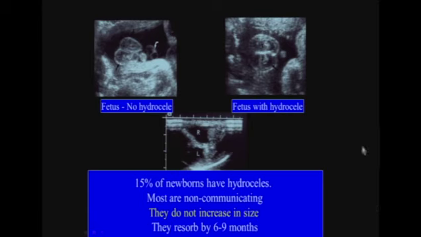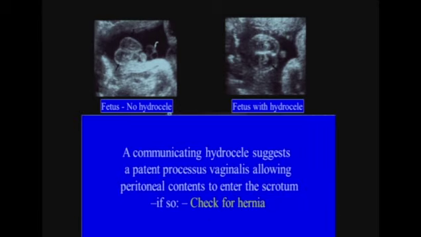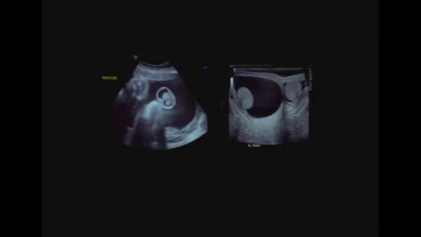15% of newborns have hydroceles. Most are non-communicating. They do not increase in size, and they resorb by 6 to 9 months. A communicating hydrocele, on the other hand, suggests a patent processus vaginalis, allowing peritoneal contents to enter the scrotum, and if so, one has to check for hernia.